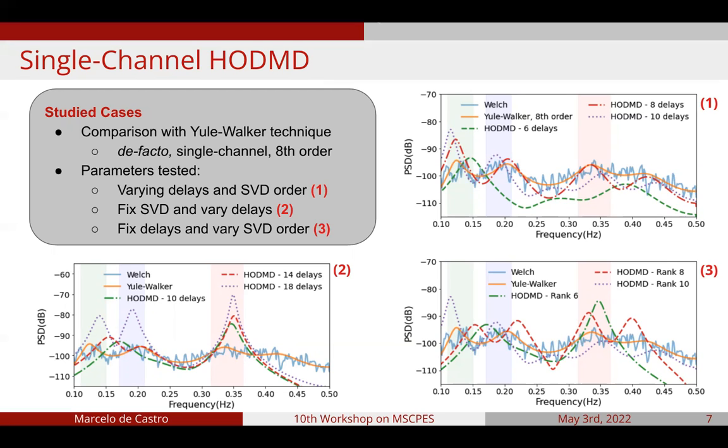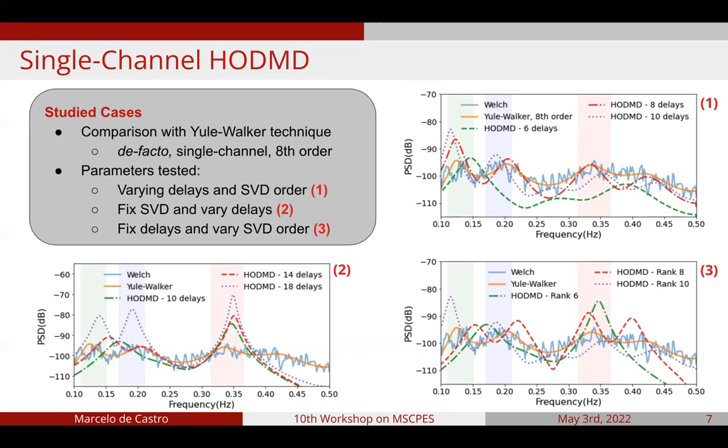Figure 2 on the lower left corner of the slide shows the result when we fix the SVD to the 8th order and vary the number of delays to 10, 14, and 18. Note that with the fixed SVD order, the higher the number of delays, the higher is the steepness of the peak identified. This means that a high number of time delays can hinder the damping estimate.